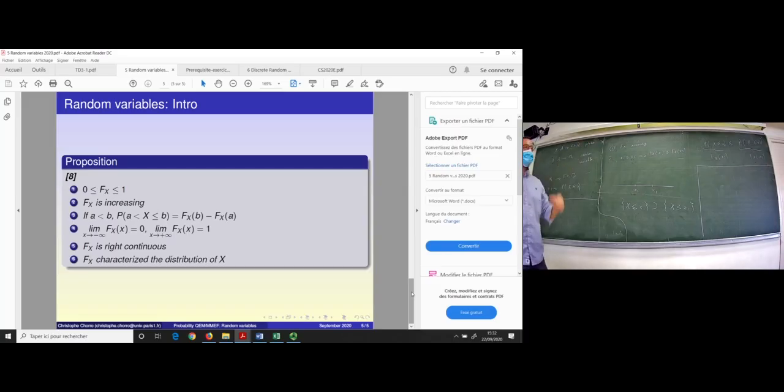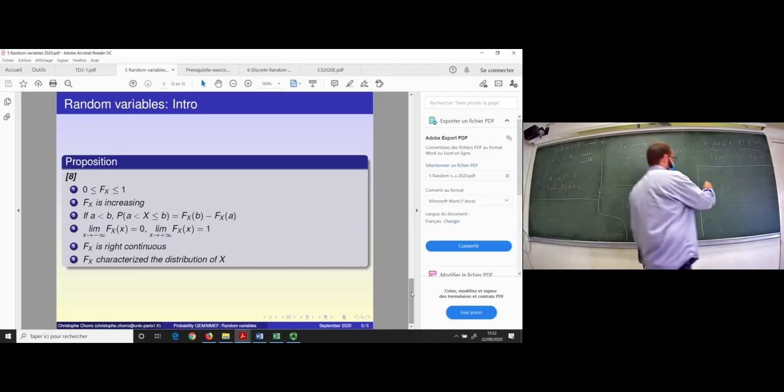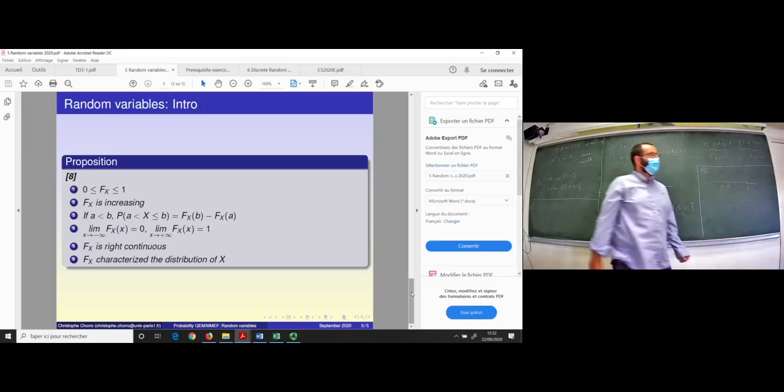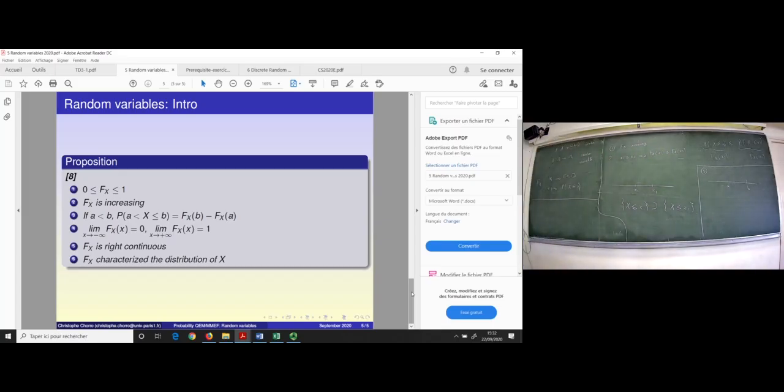For the third point, I want to prove that the probability that X is strictly greater than A and less than or equal to B is equal to F_X(B) minus F_X(A). So I have my B that is strictly greater than A in the third point, and I want to prove the relation in statement 3 of Proposition 8. So what can I say? Well, in fact, I have the following.